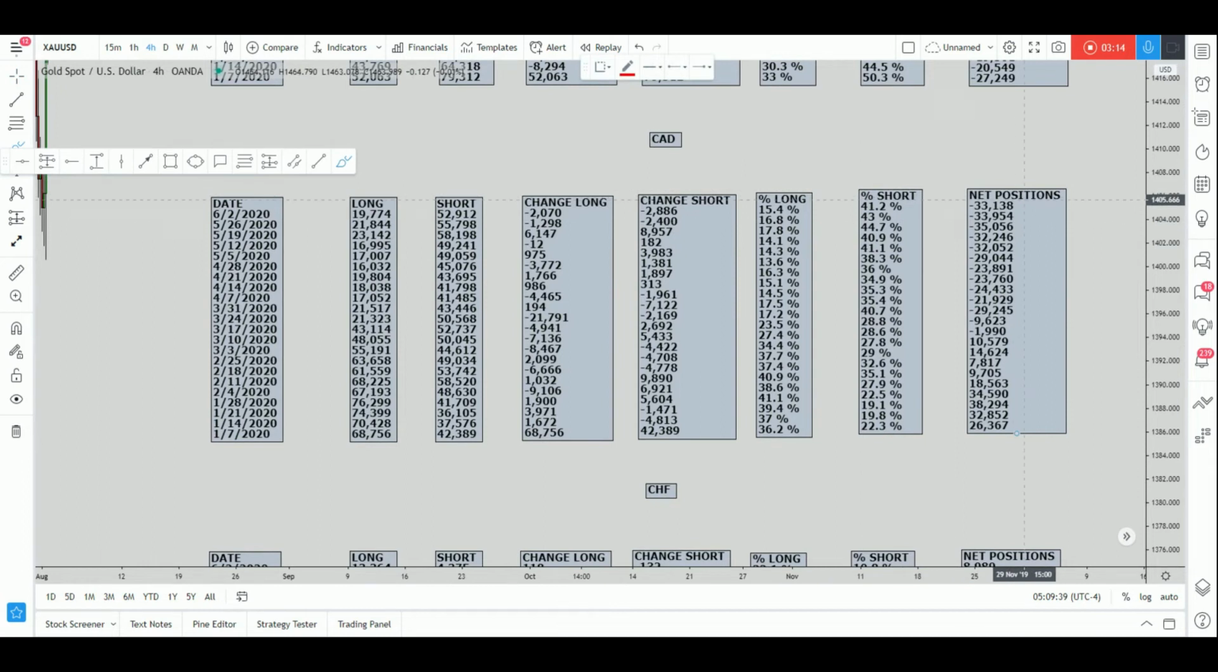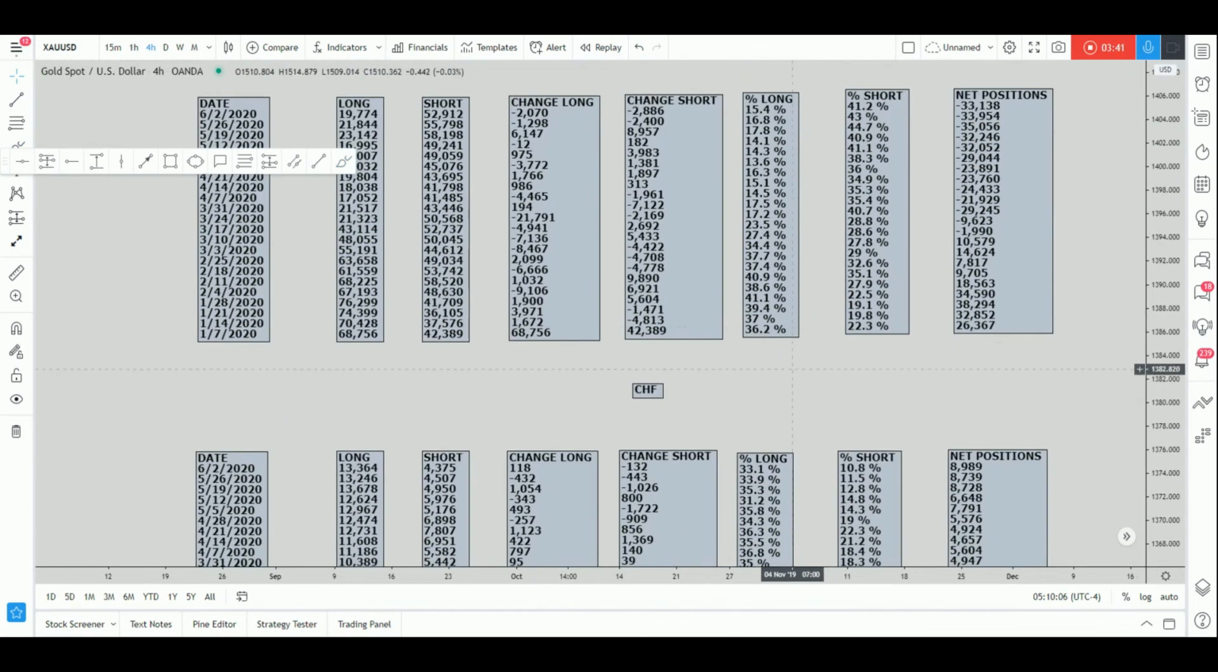Now, if we go and see what we have at the moment from a CAD perspective, we can see that we are sitting at minus 33K from a COT point of view, meaning that hedge funds currently have way more shorts than longs on the CAD. And we went from having 38K net positions, so way more longs than shorts, to having minus 33K, so way more shorts than longs. So completely the opposite scenario. So we can definitely expect the CAD weakness that we have just seen.